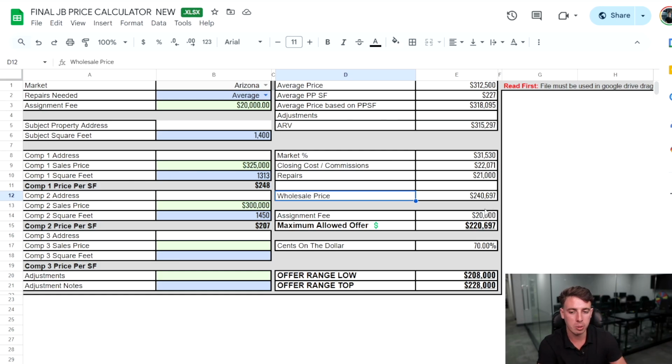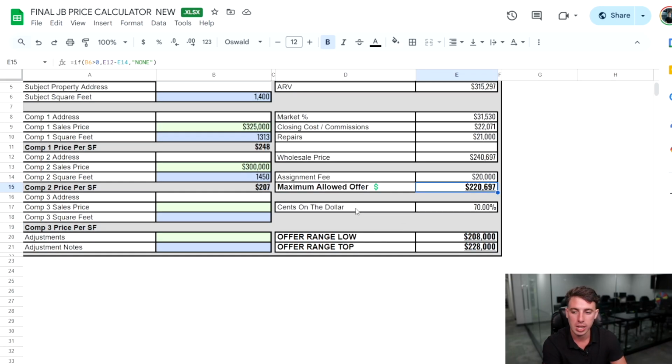So it tells us if we want to make $20,000, our MAO, our maximum allowed offer, is $220,000. And then it tells us we're going to be locking up the deal at 70% of value. And it also provides us an offer range to make the seller. So it'll tell us a low range and a high range. So guys, that is exactly how to calculate the offer to make the seller.